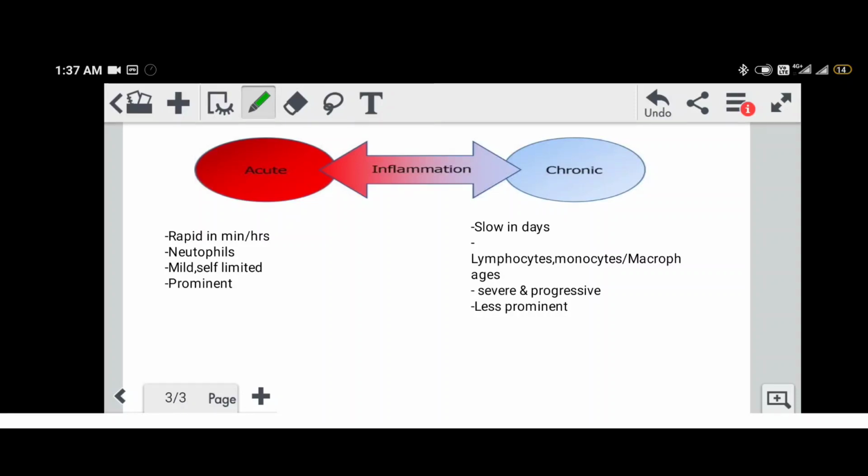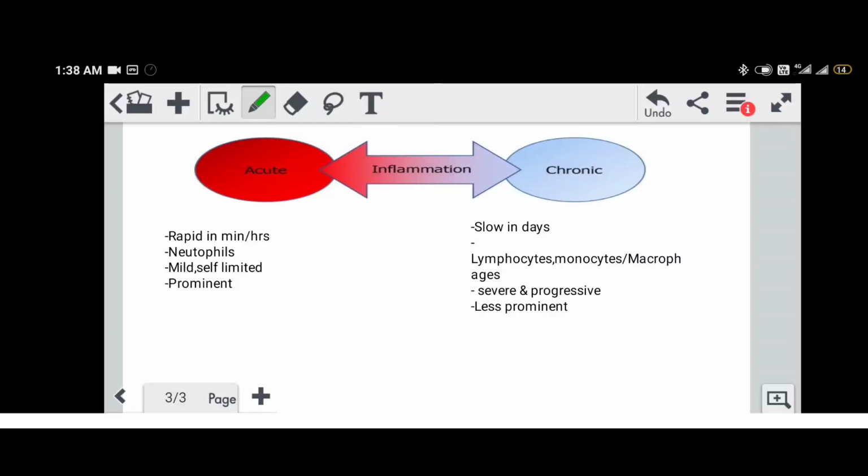And the tissue injury in the case of acute inflammation is mild. It is often self-limited, whereas the tissue injury in the case of chronic inflammation is very severe and progressive in nature.